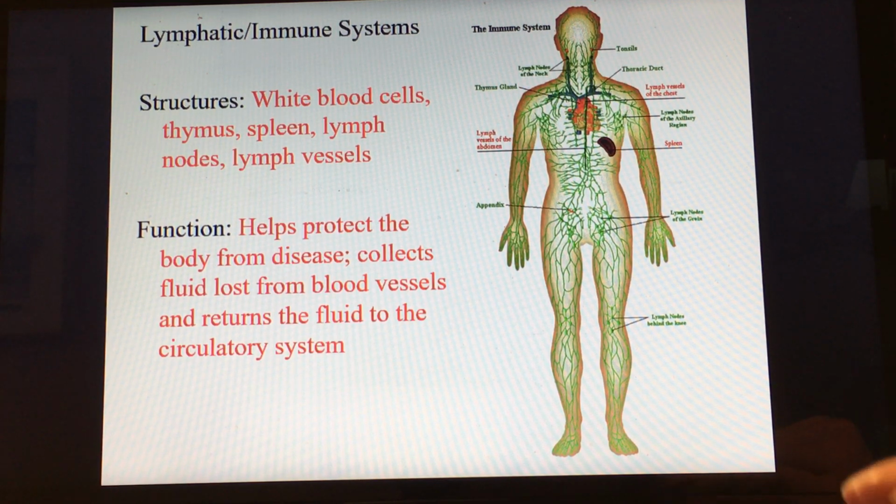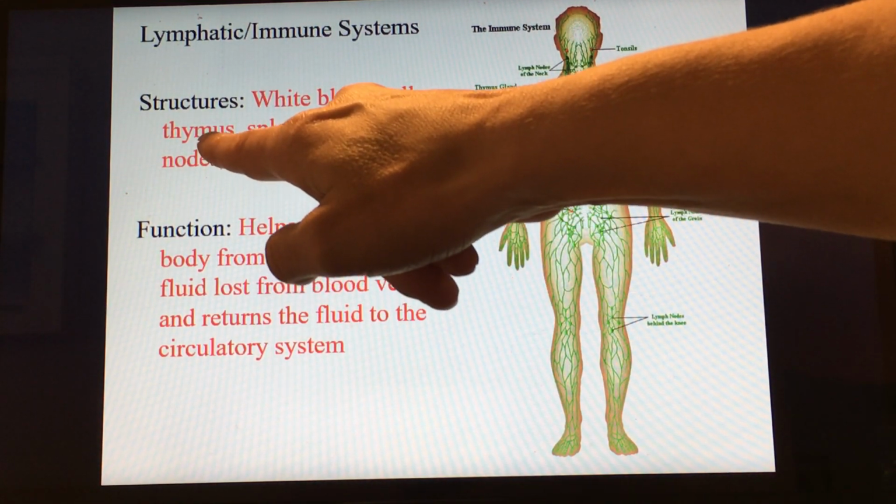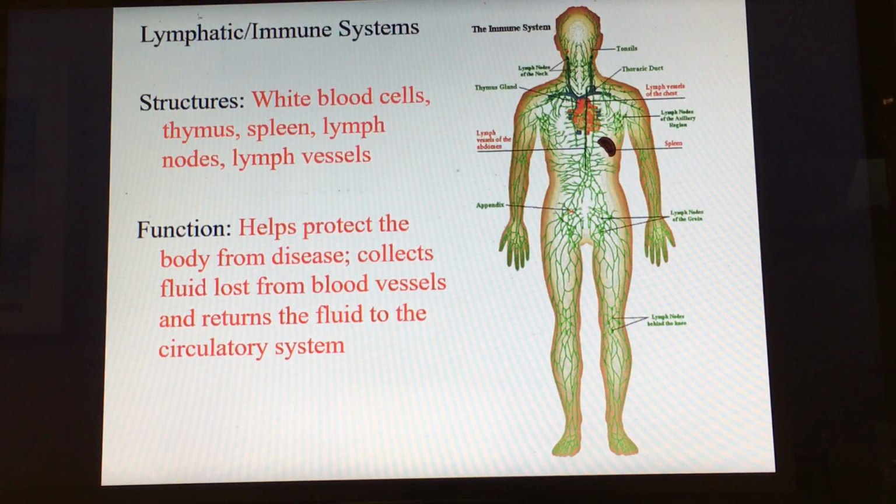The immune system obviously fights infections. And when I was talking about the thymus, it actually produces and matures white blood cells. So that helps our immune system and helps us fight infection. So the thymus is considered a gland, and so it can probably be considered part of the endocrine system as well, but mostly we consider it a part of the immune system because that's its most important function.